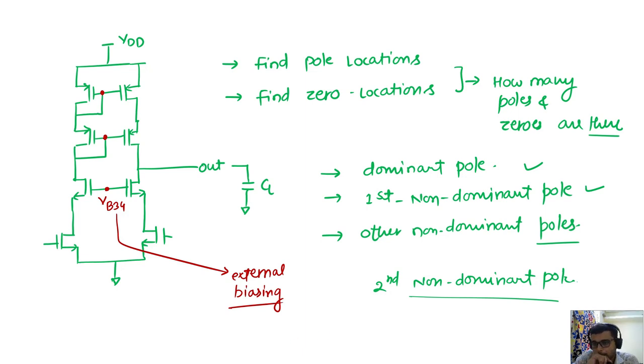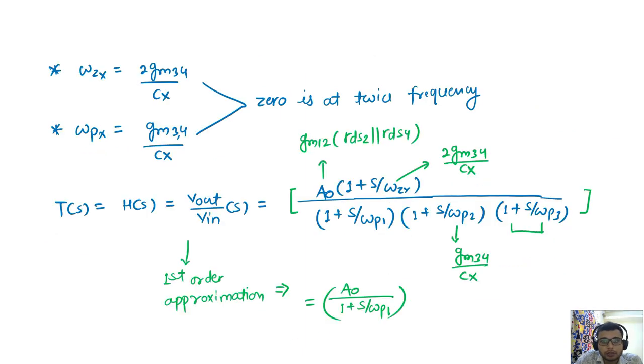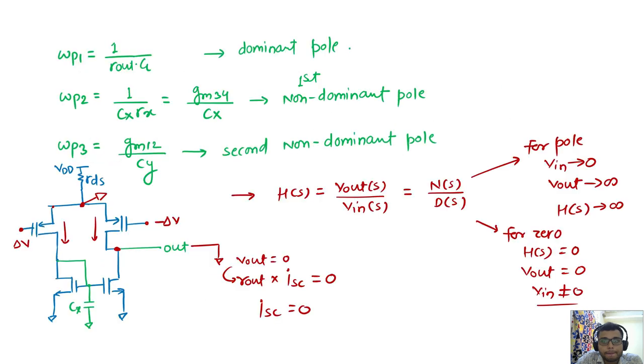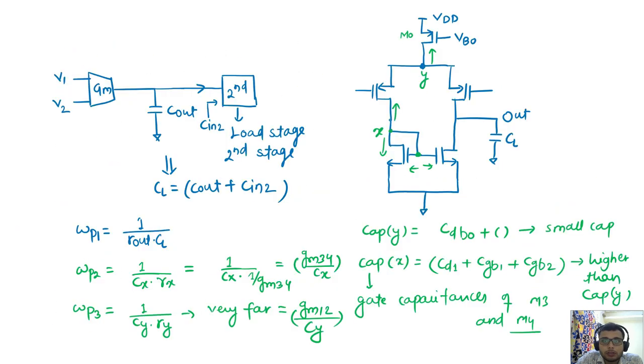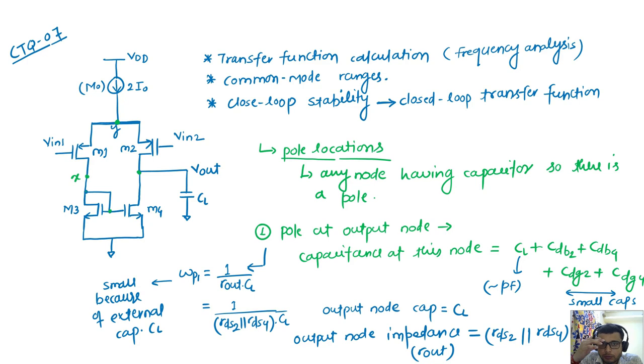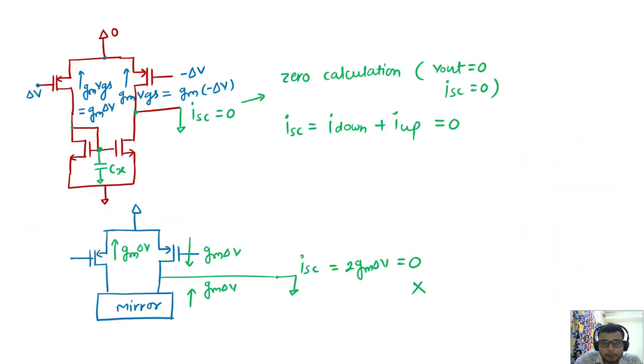So what is the recap of this video? We proceeded in the way that the question was to calculate the transfer function, the frequency analysis, common mode ranges, and closed loop stability. So still the common mode ranges and closed loop stability remain for this, that I will complete very soon.